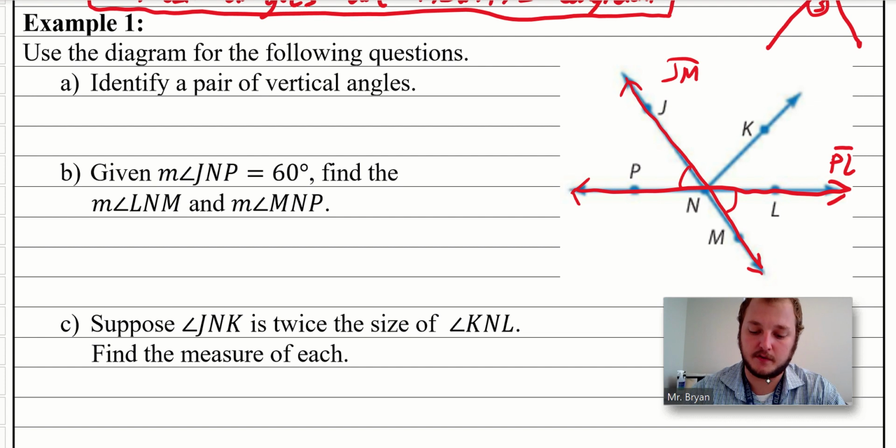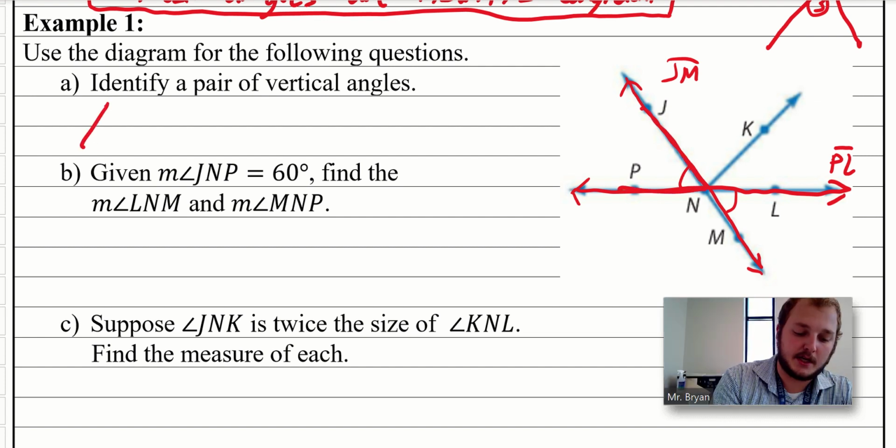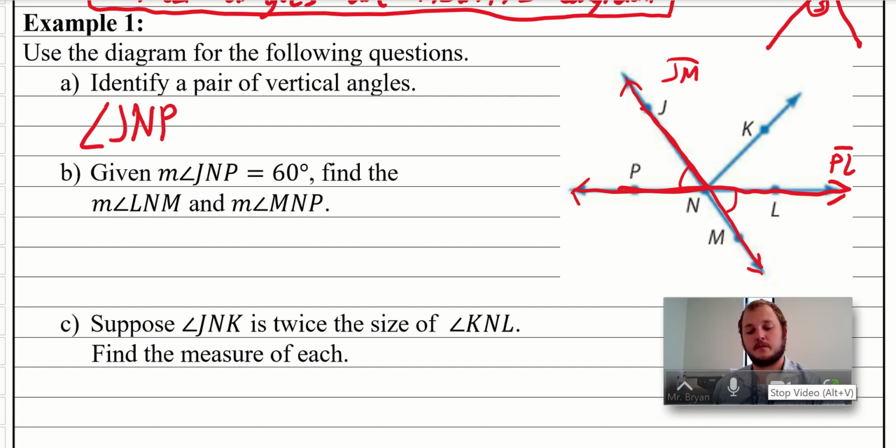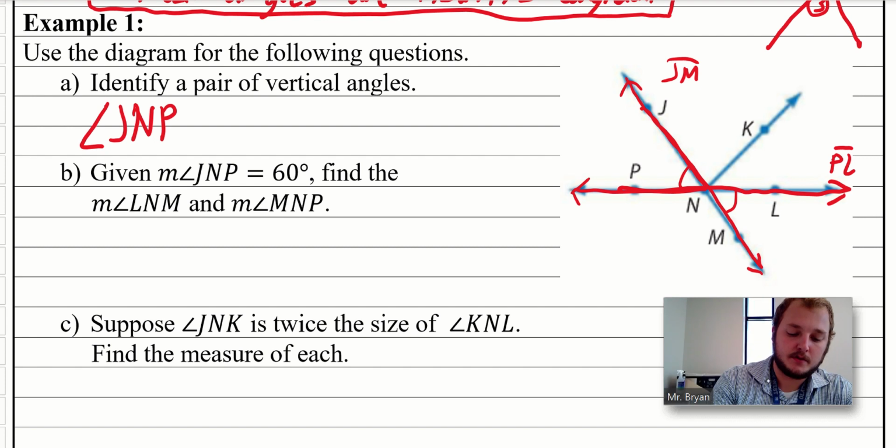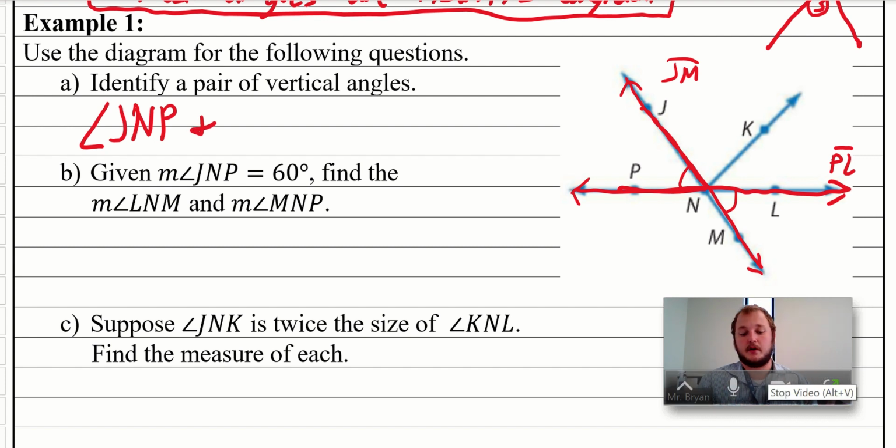So if I look at this first one here, I start at J, and it goes J, N, P. So I'm going to say angle, make sure we have that symbol there, and then JNP. Okay, again, vertex in the middle. So I'm going to say that's one of the two, right? It's a pair, so it's two.